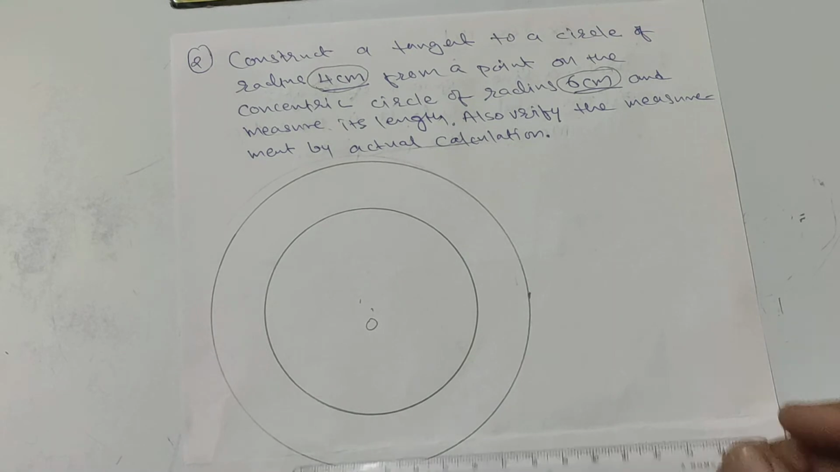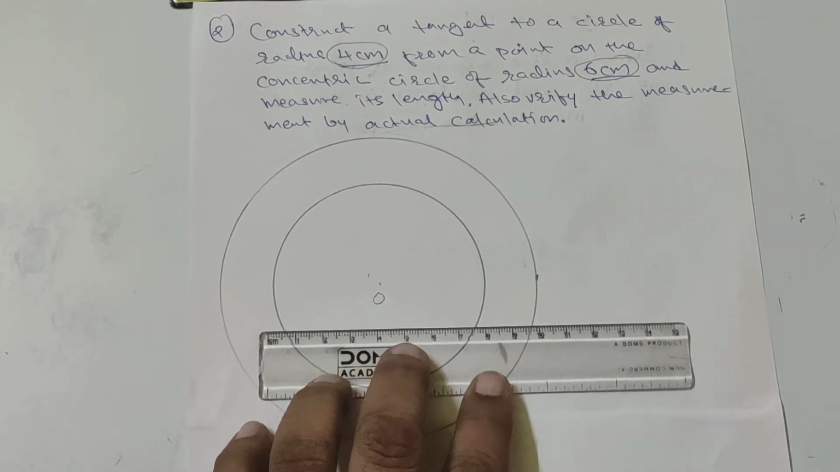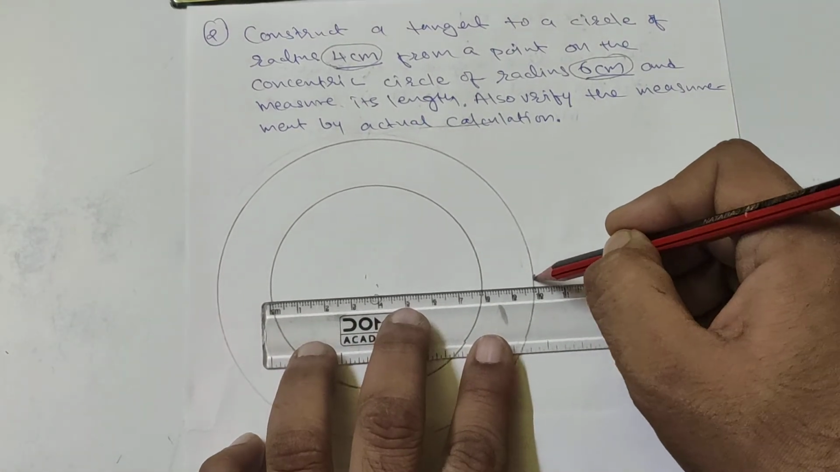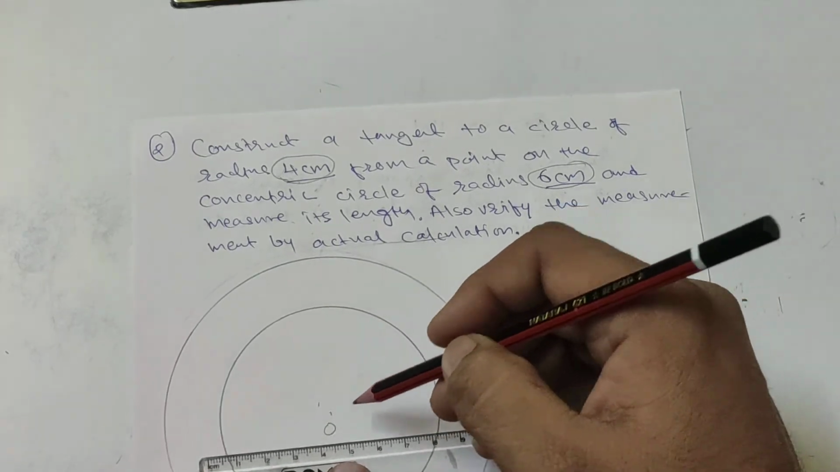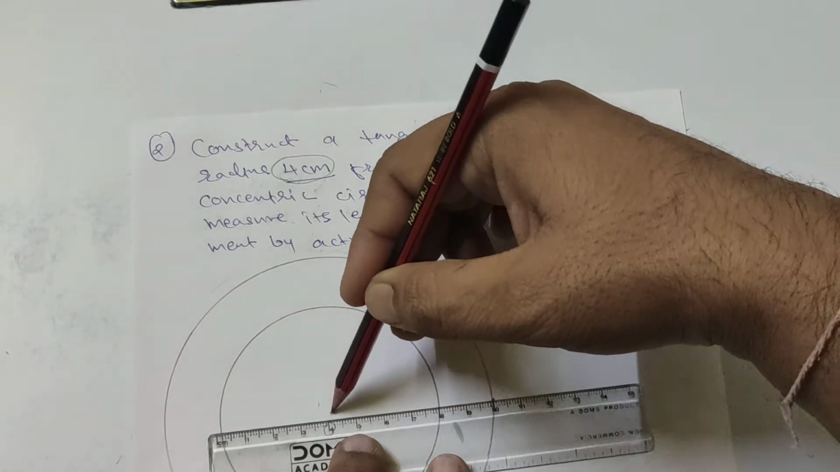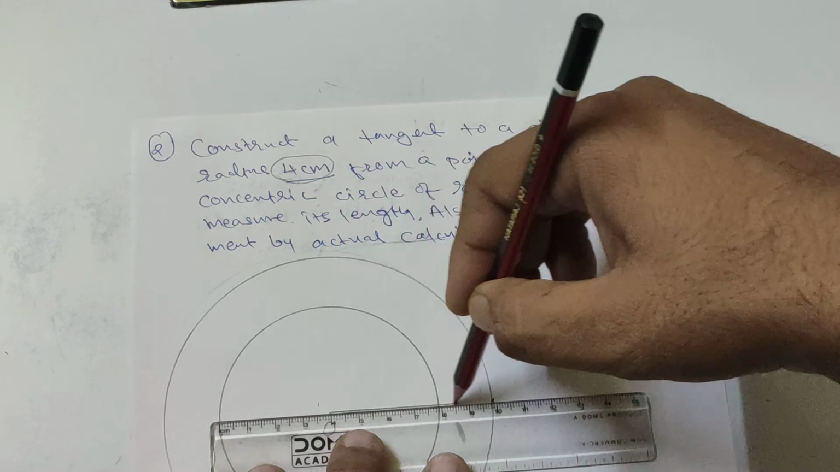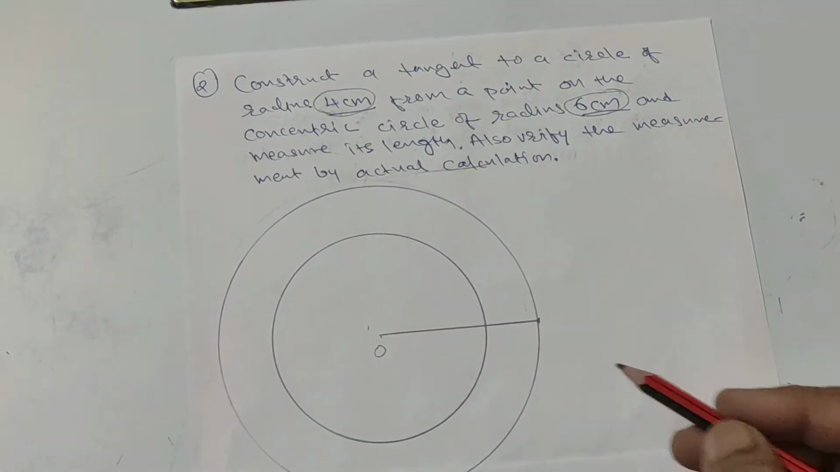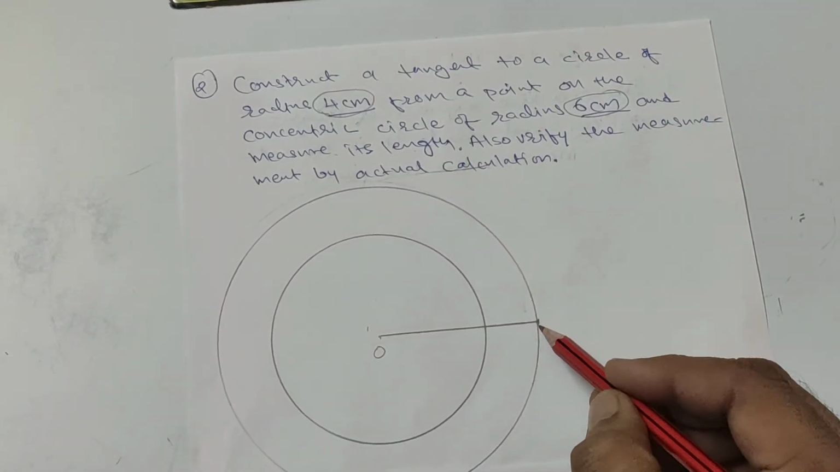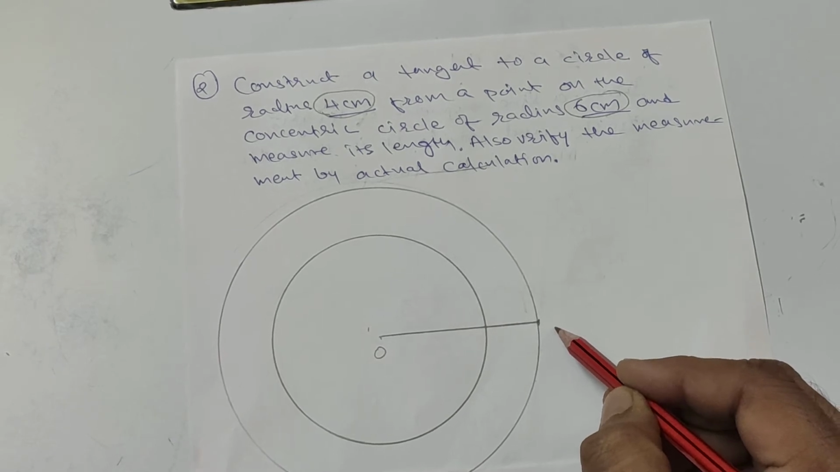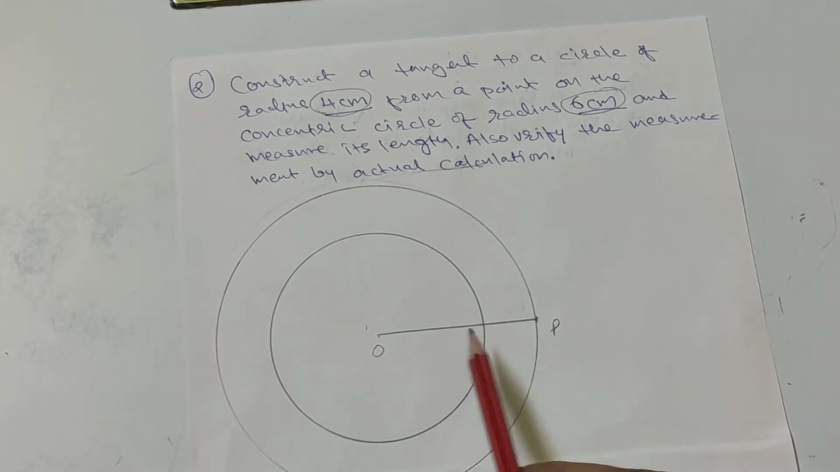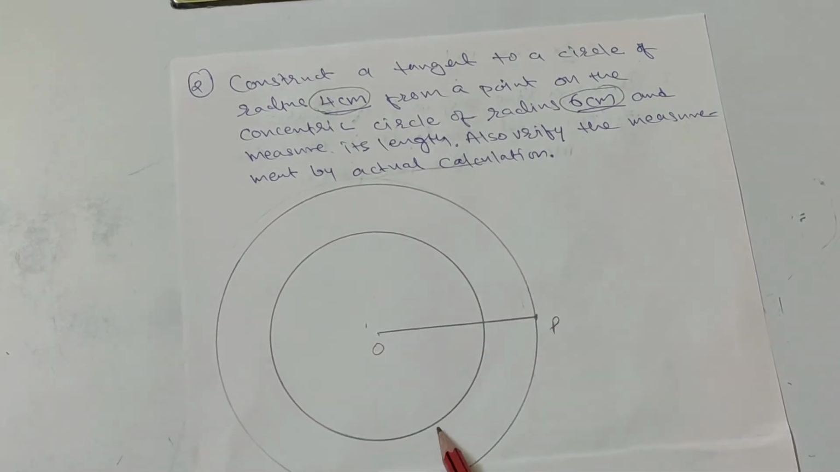So you do the same steps as we did in the previous one. First of all, join these 2 points. After joining these 2 points, this is my exterior point. I can consider this point as my exterior point. Let me call it P. And now I have to draw 2 tangents on this interior circle.